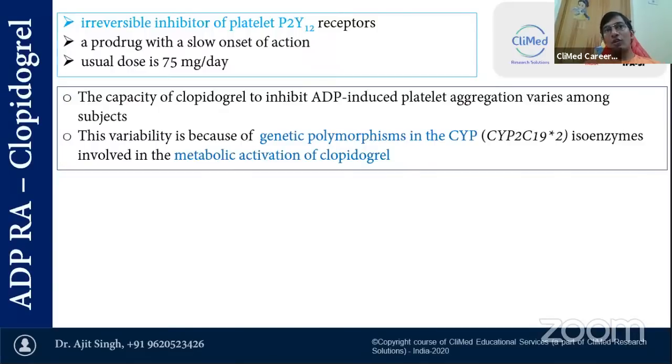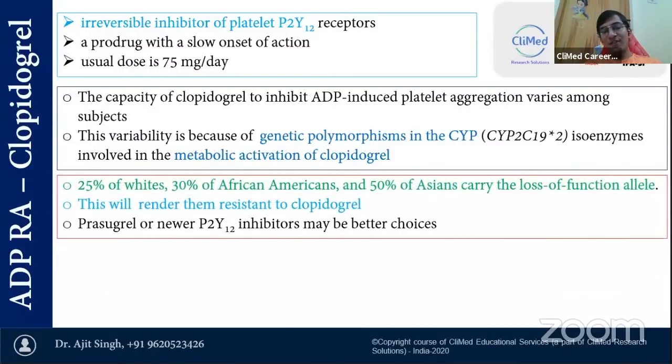So in case of clopidogrel resistance, what happens? There is a gene called CYP2C19*2. This is nothing but cytochrome P450 2C19, an isoenzyme, and this is the second form of the cytochrome 2C19 gene. So this 2 is an allele. Part of a gene is called an allele. So the cytochrome P450 2C19*2 allele is missed in many races. So wherever this cytochrome 2C19*2 is missed, there are high chances of clopidogrel resistance.